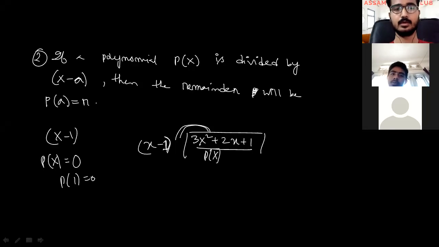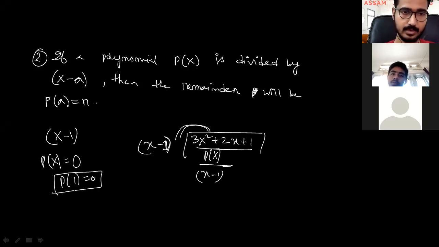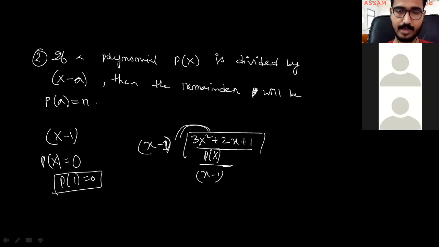So now see, suppose P(x) is completely divisible by x minus 1, then P of 1 equals 0, which you have already found in class 9. And if it is not completely divisible by x minus 1, then the remainder will be the value after putting x equal to 1. That means when you put P of 1, you will get some value. This value will be the remainder when it is divided by x minus 1.